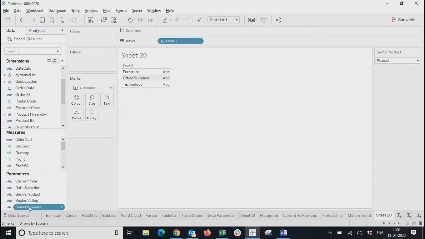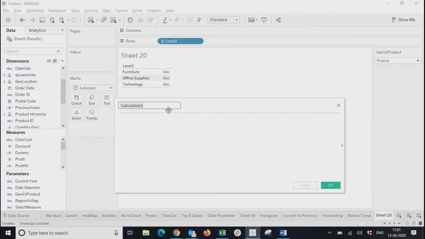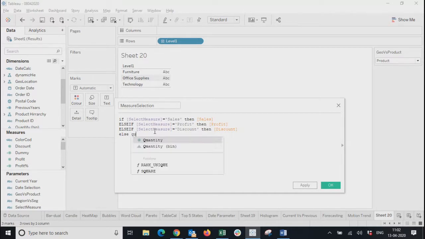We'll say okay, and then create one calculated field and call it measure selection. Over here, we'll say if my parameter, select measure, is equal to sales, then sales, else if select measure is equal to profit, then profit, else if select measure is equal to discount, then discount, else the last value is going to be quantity, and end the condition.